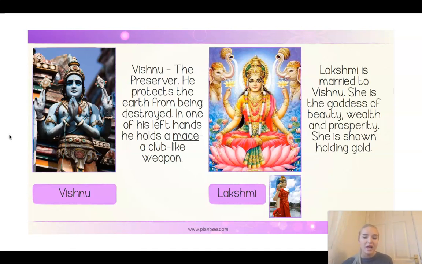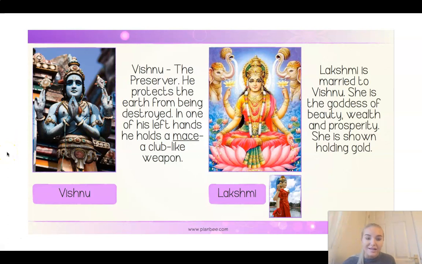In one of his left hands, he holds something called a mace. Now, this is a club-like weapon, and this is used to make sure that he can protect the earth from being destroyed. So you can see here in his hands that he is holding this mace, a club-like weapon.